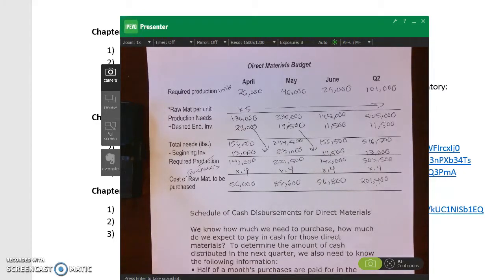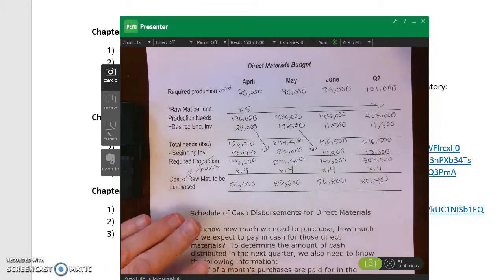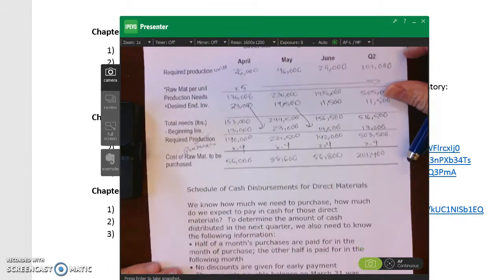Hello and welcome back to Chapter 10 Notes. We'll resume on the master budget where we left off last time. Now we're going to talk about the schedule of cash disbursements for direct materials. What we're saying here is that our vendors extend us credit. So basically we can buy our materials on credit, and then we can pay them off later during the month or maybe even the next month.